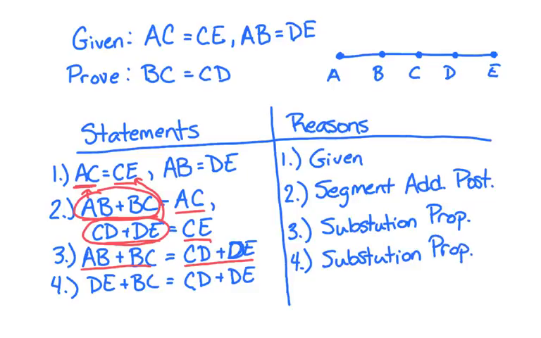The reason they wanted to substitute DE in for AB is because we can conclude from this that BC does equal CD, because right here, I'm going to write it really small, we can subtract DE from both sides of our equation and end up with BC equals CD. So to go from 4 to 5, we use the subtraction property.